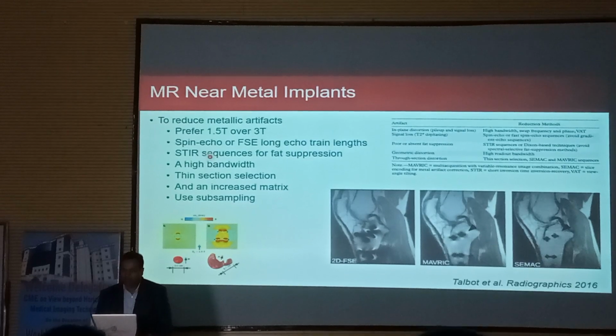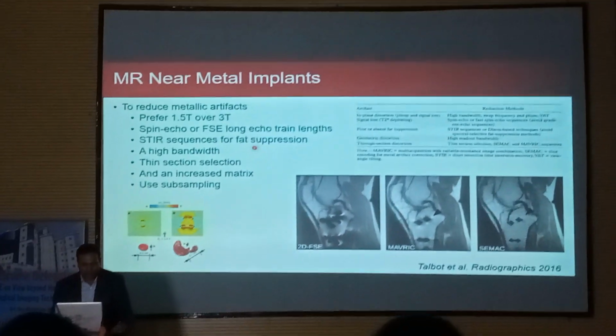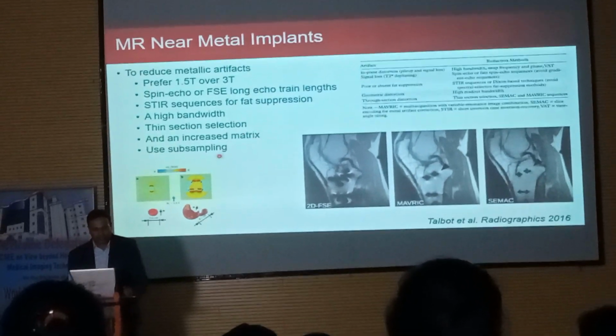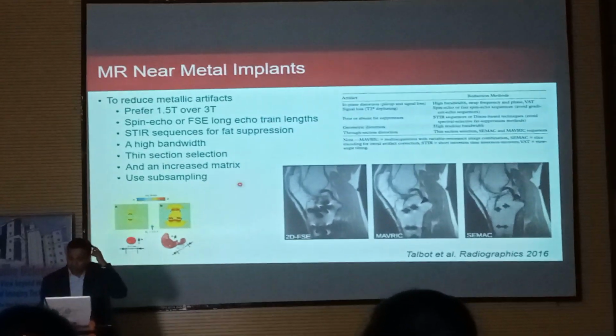Use spin echo or fast spin echo instead of gradient echo GRE sequences. Use STIR sequences. A higher bandwidth will be useful. Use view angle tilting, slice selection as well as subsampling.